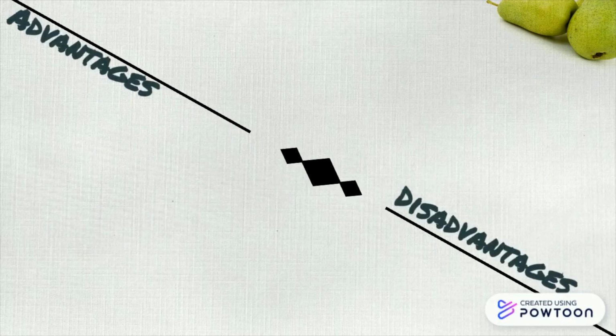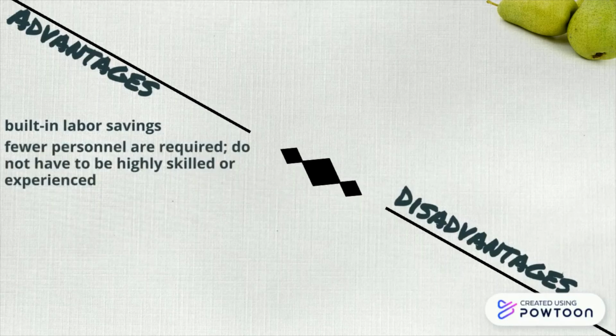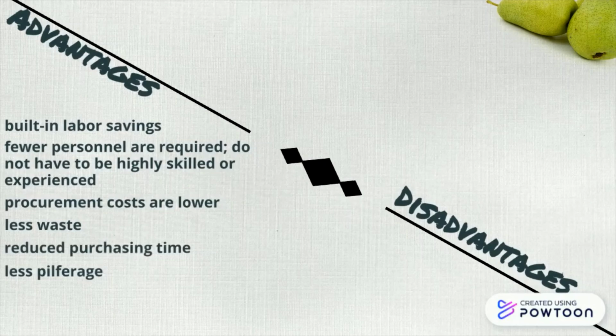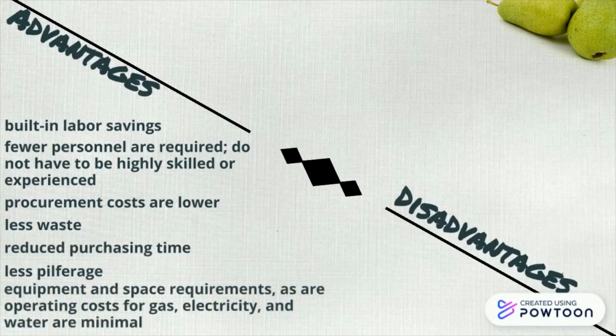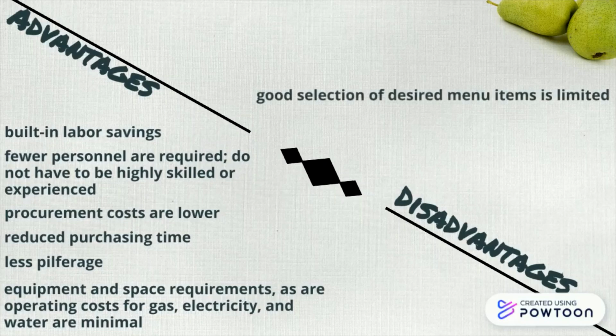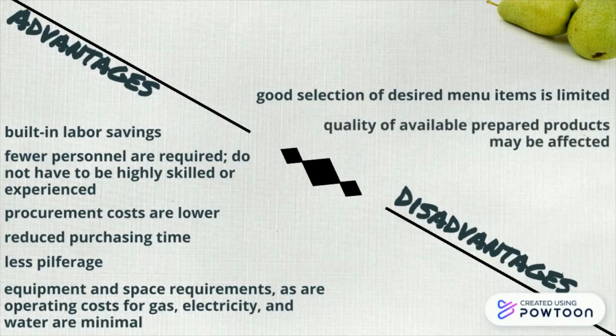Foremost advantage of this system is the built-in labor savings. Fewer personnel are required and they don't have to be highly skilled or experienced. Procurement costs are lower because of better portion control, less waste, reductions in purchasing time, and less pilferage. Equipment and space requirements are minimal, as are operating costs for gas, electricity, and water. The disadvantages of this system, however, are limited selection of desired menu, quality of available prepared products may be affected, and customer acceptability may be a problem.